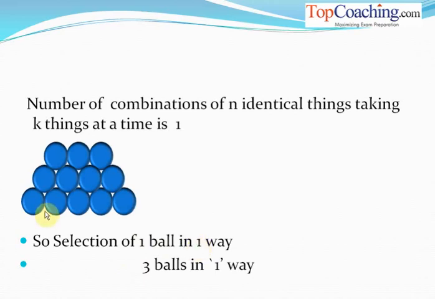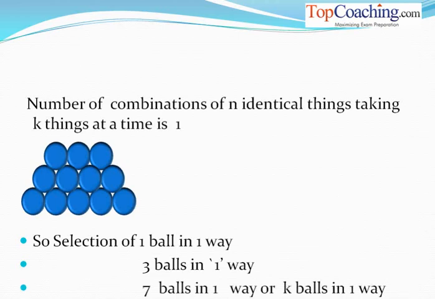If I say I want to select 3 balls this time, then I can have this pair, or this pair, or this pair. But all these selections are actually identical because the balls are identical. Hence the number of ways of selecting 3 balls is again 1. If I want to select 7 balls, it can be done in one way. Finally, if I want to select k balls out of n identical balls, it can be done in only one way. Thus, the number of combinations of n identical things taking k things at a time is 1.